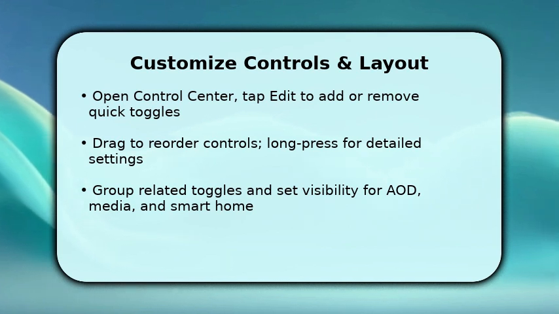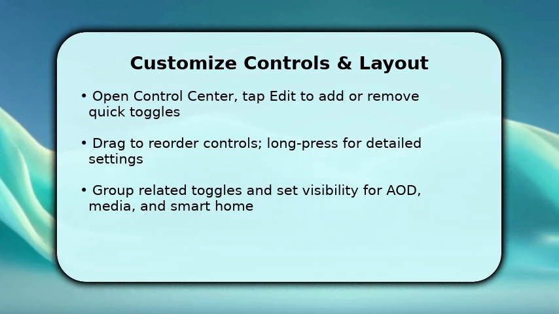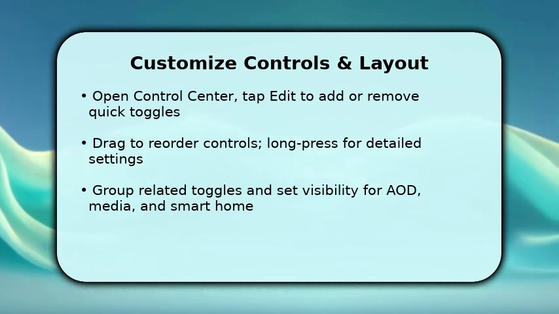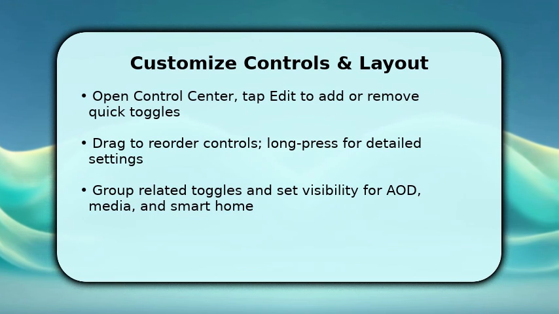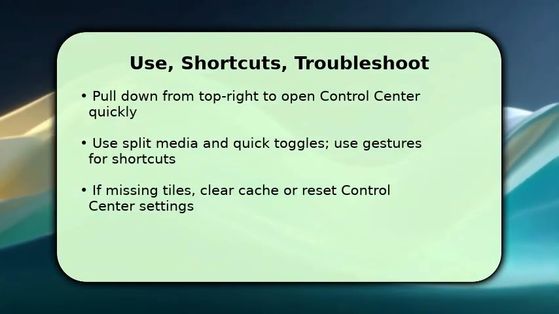Once arranged, set visibility options for always on display and lock screen access. This ensures the right controls show when you need them and remain hidden when you don't. Pull down from the top right corner to open Control Center.